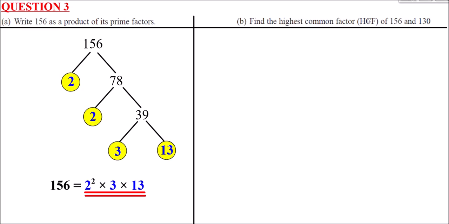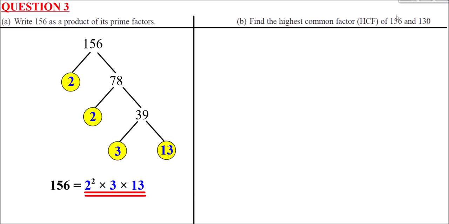Part B. If you notice, Part B is using the same number, so the answer to Part A will help us here. We want the highest common factor of 156 and 130. Before I continue, there's a little tip I always give students. If you're trying to find the highest common factor of 2 numbers, it will always be a factor of the gap in between those 2 numbers. So the gap in between these 2 numbers is 26, and so the HCF of these 2 numbers must also be a factor of 26.